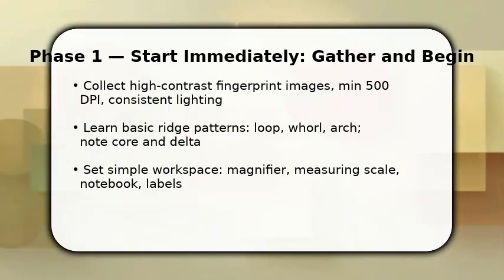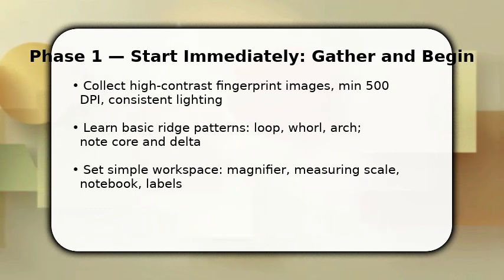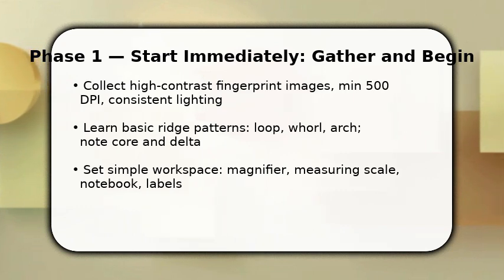You start by getting usable prints now. Capture or choose high-contrast images at 500 dpi. Make sure lighting is even to avoid false ridges. Next, identify the core and delta. Those are your anchors when you classify.